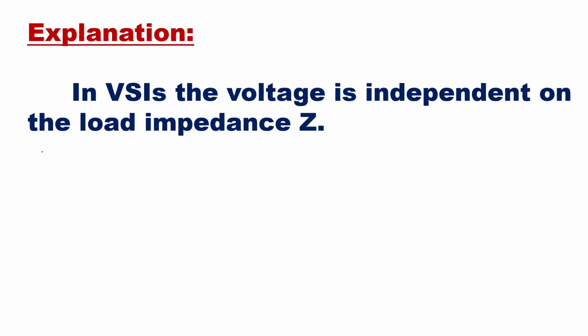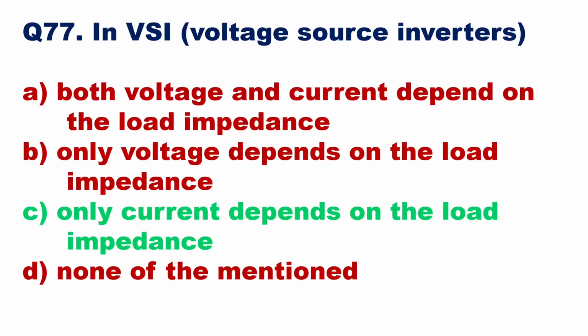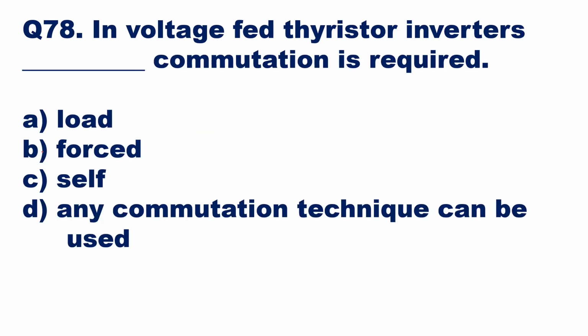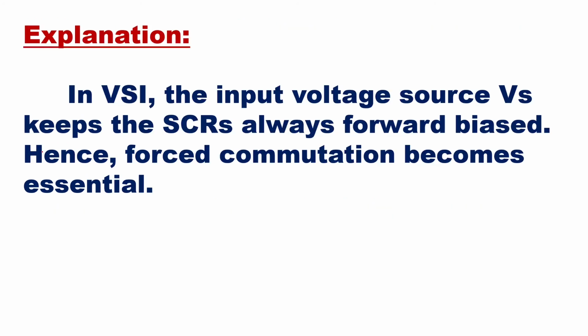So in VSI, the voltage is independent of the load impedance Z, and therefore option C, only current depends on the load impedance. Then we'll go to question number 78. In voltage fed thyristor inverters, dash commutation is required. Voltage fed SCR inverters, okay, forced commutation is required. So you have to, at some regular intervals, forcefully with an extra circuit, stop the SCR working. So it is forced commutation which is required. So option B will be the right answer here.